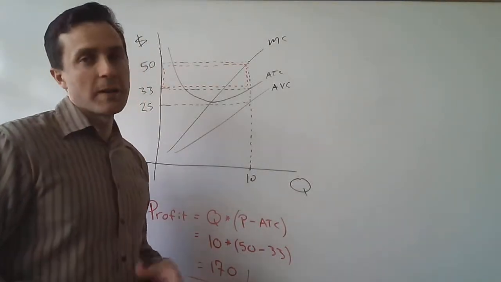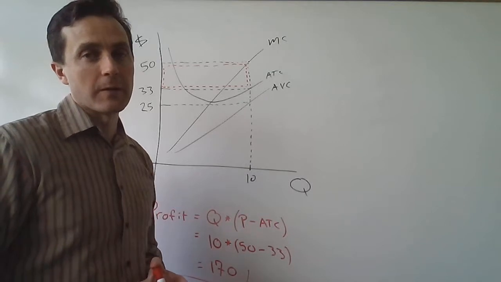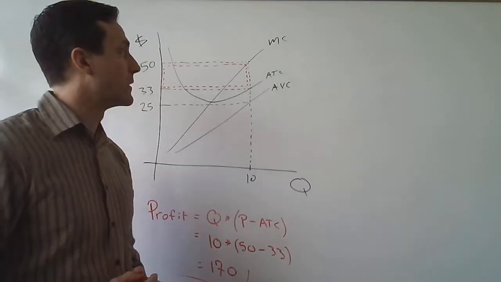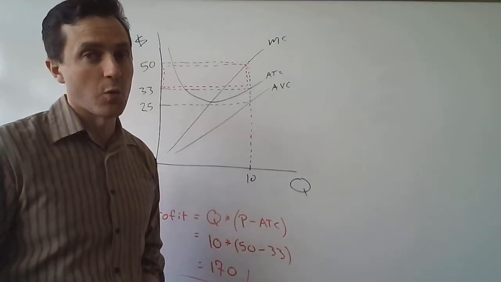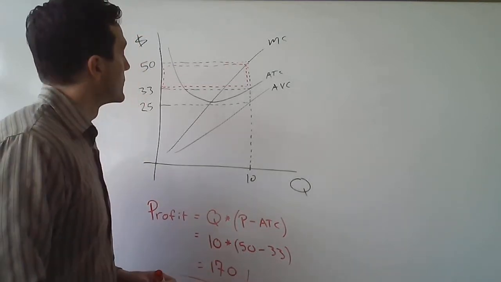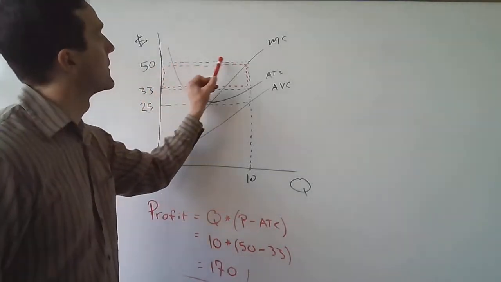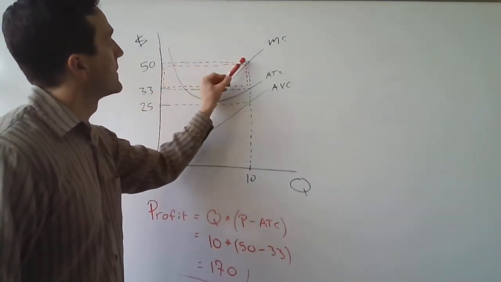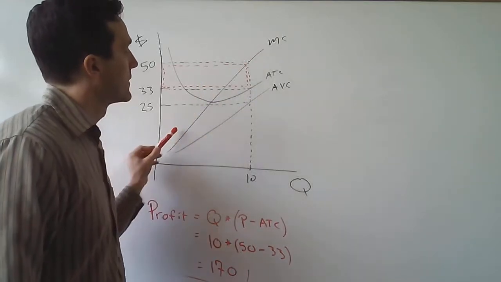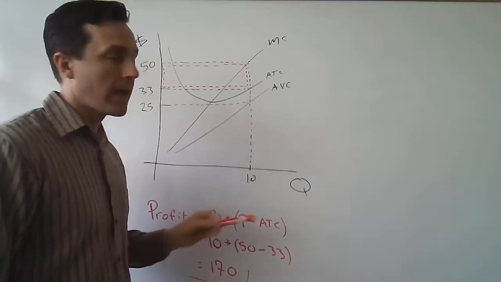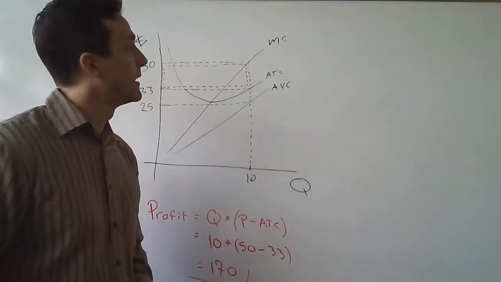Okay, so there are basically two steps to this problem where we're going to try to figure out this firm's profits. The first step is, we've got to figure out what the optimal quantity is. And we see that if the price is 50, that price of 50 meets the marginal cost curve here at this quantity of 10. So that means that 10 will be the optimal quantity.